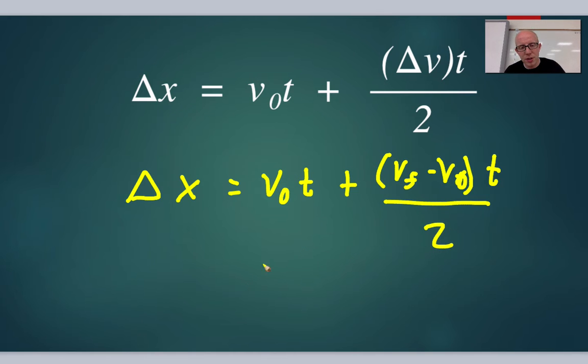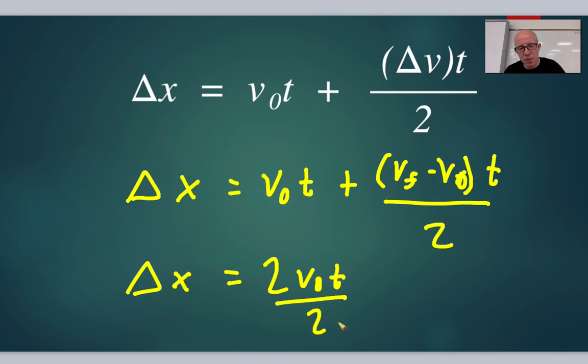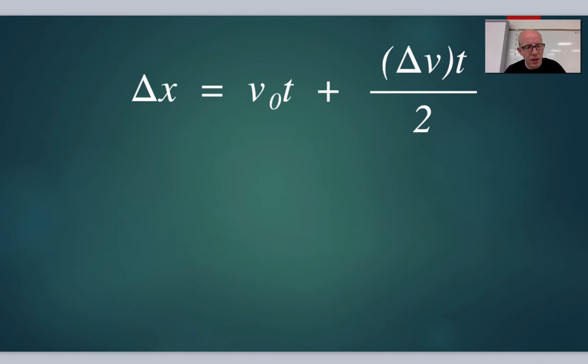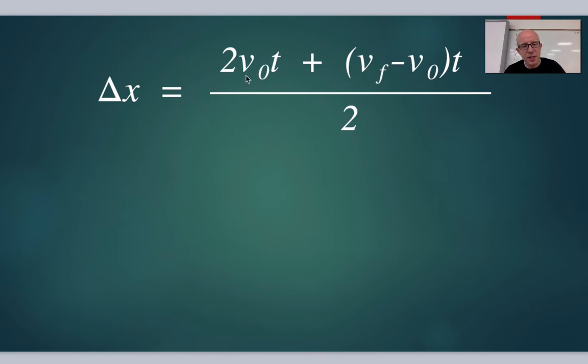Now that's good, but in order to add these two together, I need to have the same denominator. So I'm going to say change in x equals, I'm going to times this by 2 on both the top and the bottom, 2 v naught t over 2 plus v final minus v initial times t over 2. Now we can combine those two, and we're left with change of x equals 2 v naught t plus v final minus v naught t over 2.